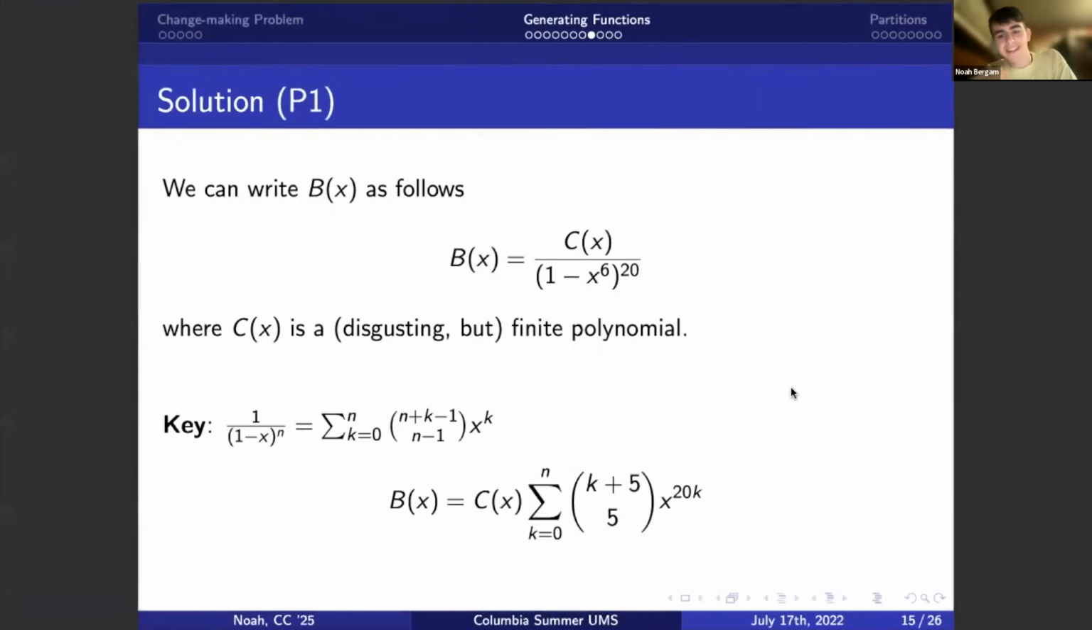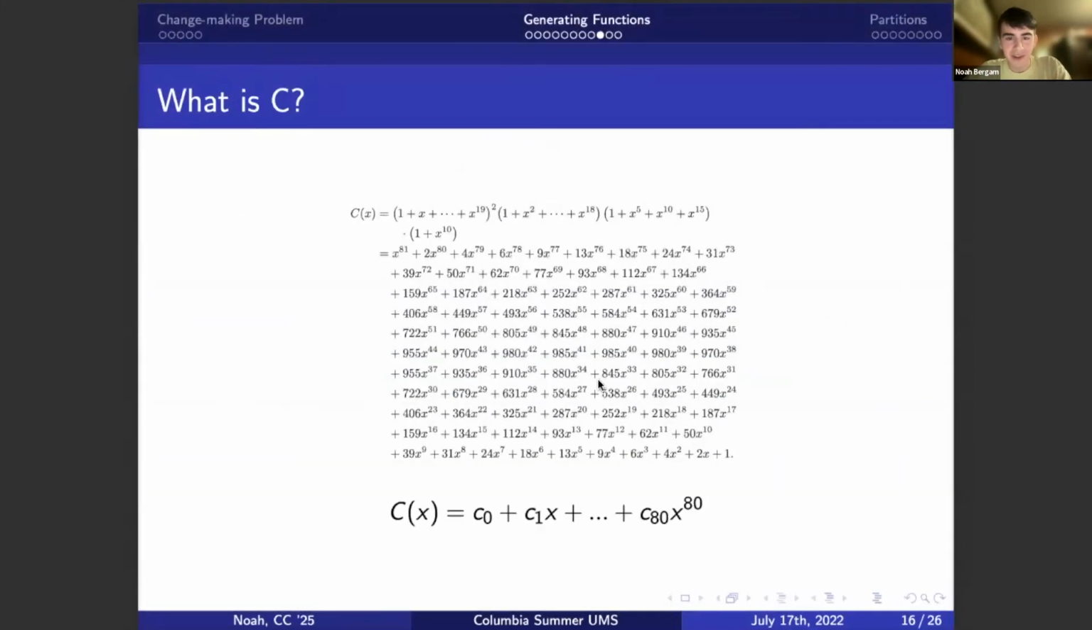Now, this is where another strange but interesting step of algebra comes in, and that's that we can write b of x as yet another polynomial divided by a different polynomial. And we're going to talk about what c is. Okay, in fact, I could show you on this next slide. C is a polynomial that is 81. So it's 82 different values. So actually, I wrote this wrong. This should be 81.